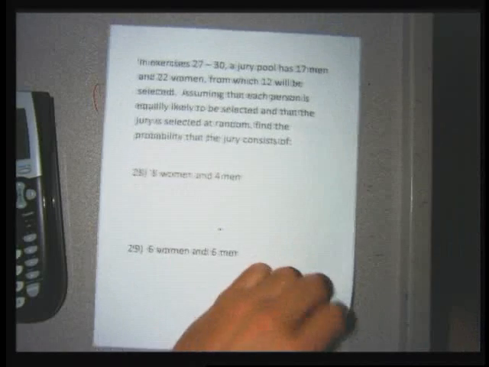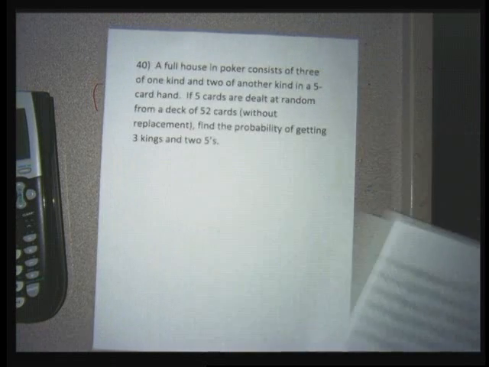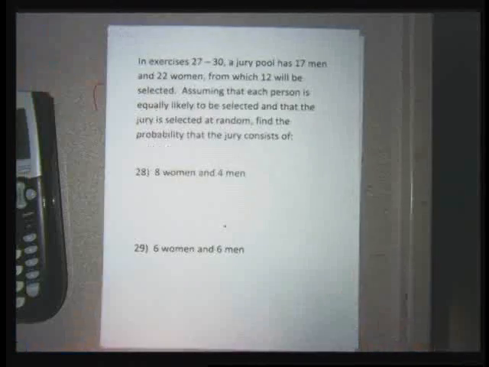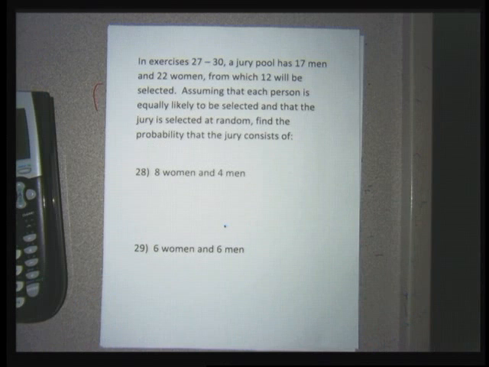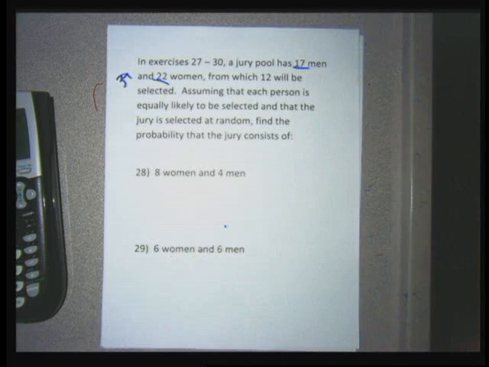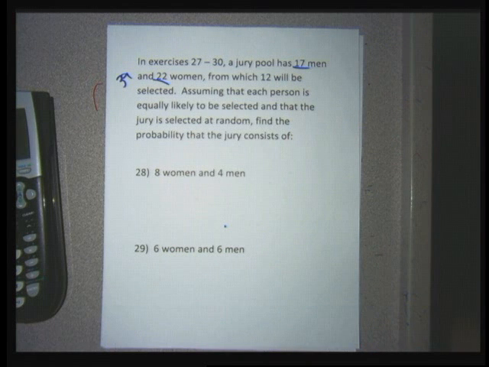Problems 27 through 30 are jury problems, and there's either a jury problem on the extra practice problems I'm going to pass out for this chapter or on the test itself. The nice thing about these jury problems is the author forced both of my numerators to have 2 combinations. So a jury pool has 17 men and 22 women, a total of 39 people, who are going to be interviewed, and they're going to pick 12 for the jury.